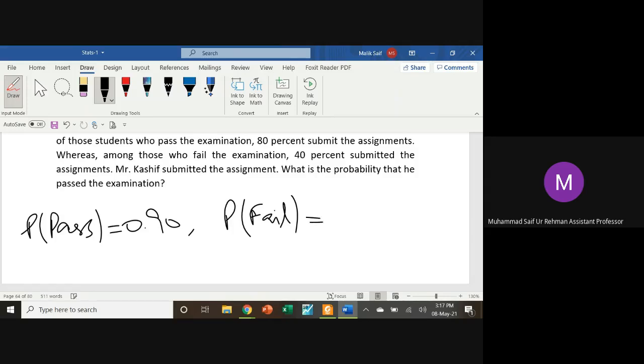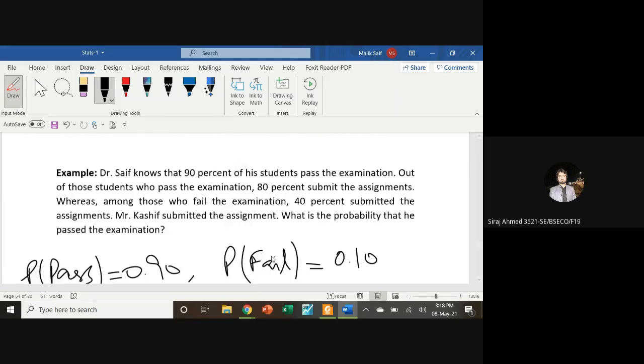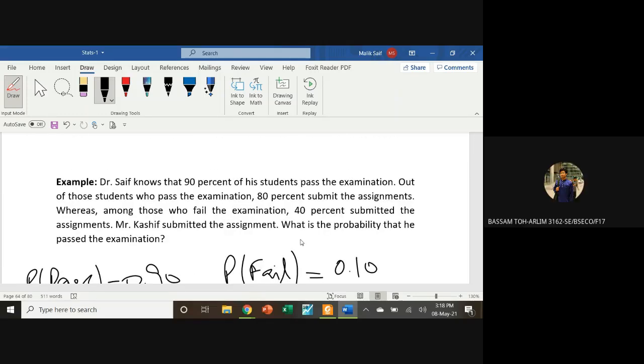So I have defined the event. Let fail be the event that he failed the examination, or you may write down let F be the event that he failed the examination. So I am writing down fail. You may write down F. Whatever you define, you will use that. So definitely pass plus fail will equal 100% students. If 50% are passing the examination, then 50% will fail. In this case, if 90% are passing the examination, 10% will fail the examination. So complement rule. Understand? Yes, sir. Fine.